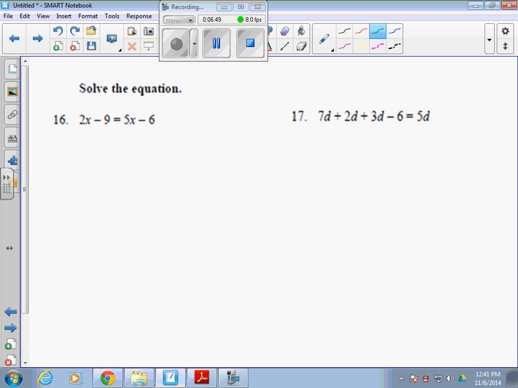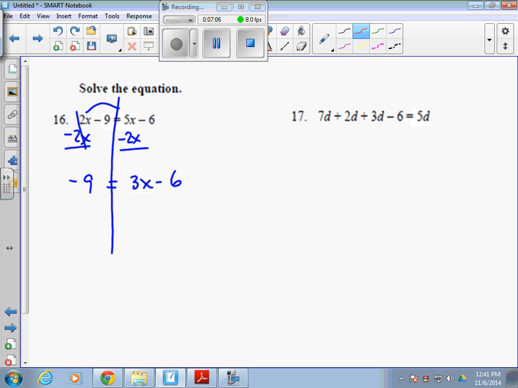16 says we're going to just start solving these equations. X's are on both sides. You want to move your smaller amount to the side with the larger one. So subtract 2x. If you do it there, do it here. 5x minus 2x is 3x. We still have minus 6 over there. We still have negative 9 on the left.